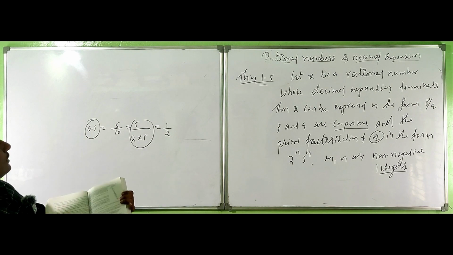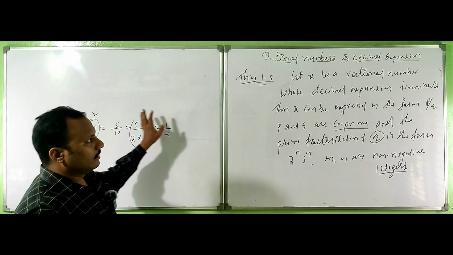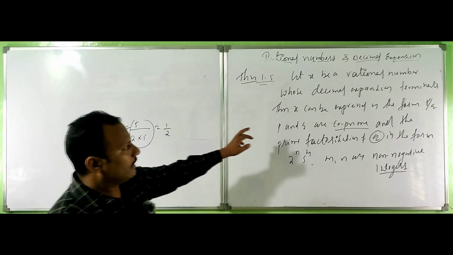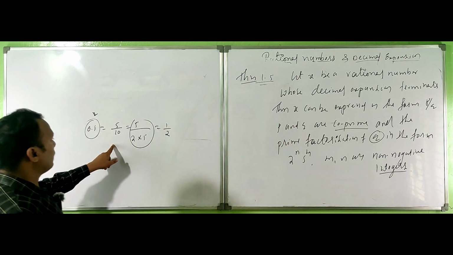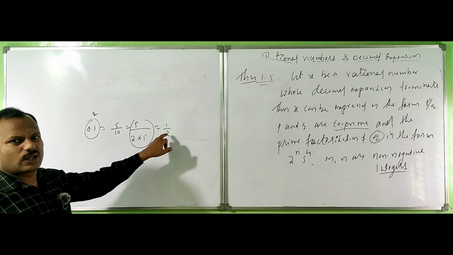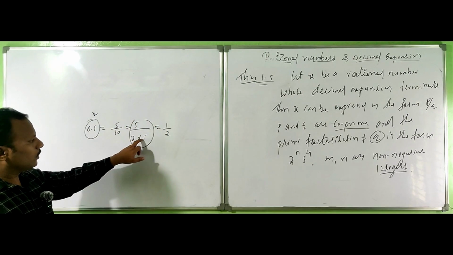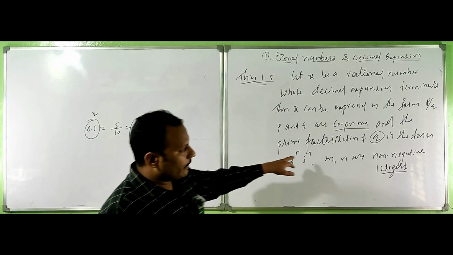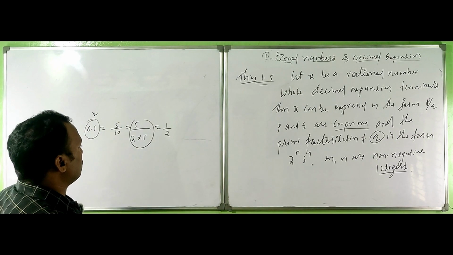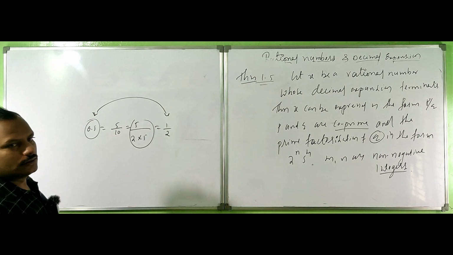First, let x be a rational number whose decimal expansion terminates. Then x can be expressed in the form of p by q such that p and q are co-primes. Here 1 by 2 are co-primes, and the prime factorization of q is 2 to the power n, 5 to the power m, where n equals 1 and m equals 1, positive integers, right? This is the theorem result.